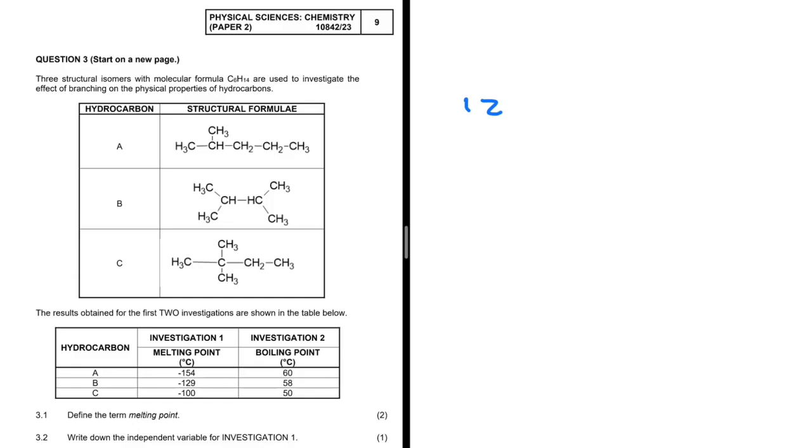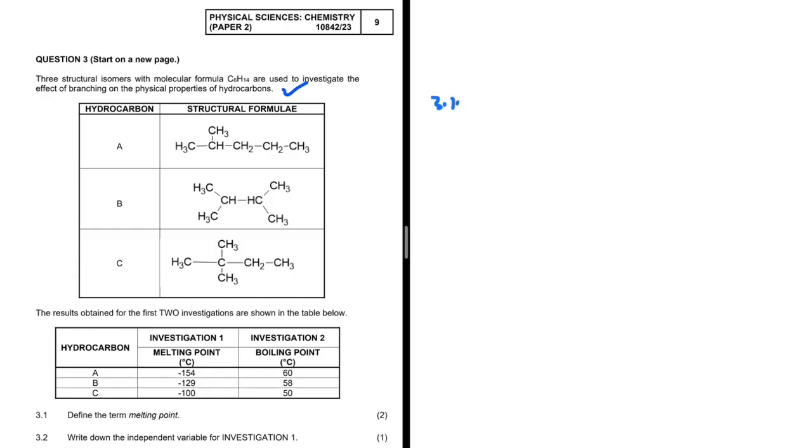physical properties of hydrocarbons. So I think just that statement answers most of our questions because we know that we are investigating the effect of branching on the physical properties. So we already have our independent and dependent variable in a way. But anyway, 3.1, define the term melting point.